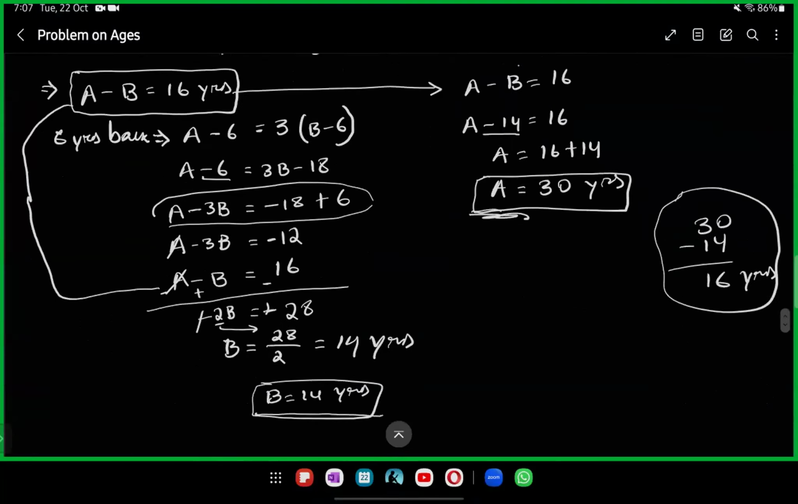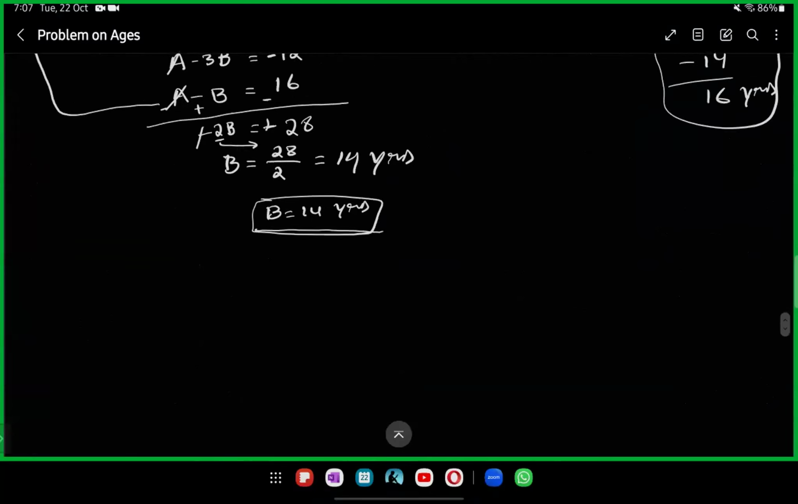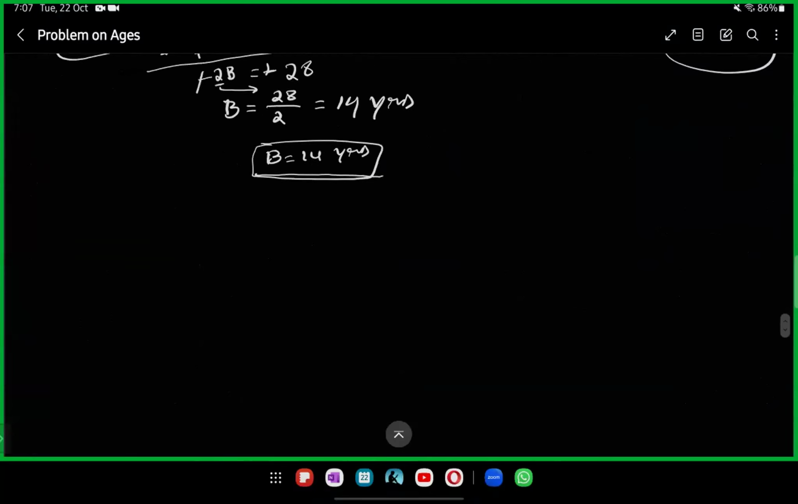We have already solved this, but before we move on to the next question, let me quickly show you another method to solve this question. This is another shortcut to solve this question.